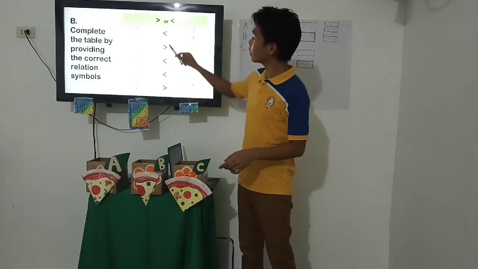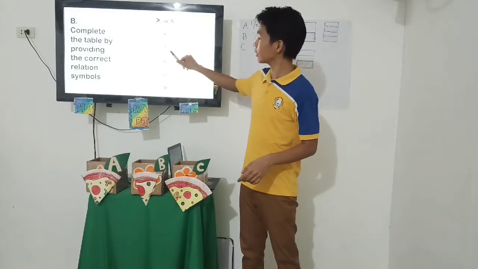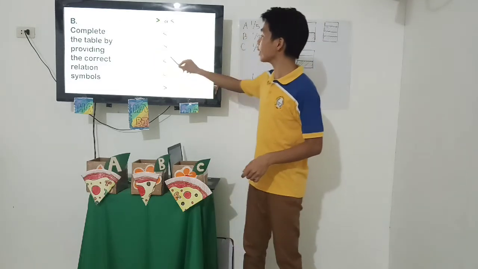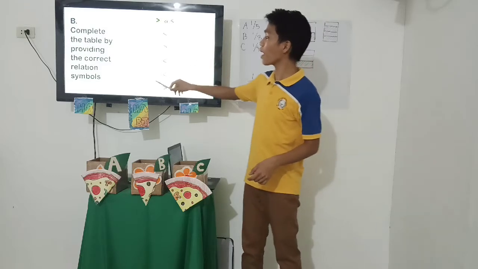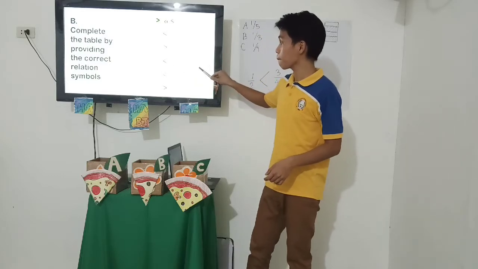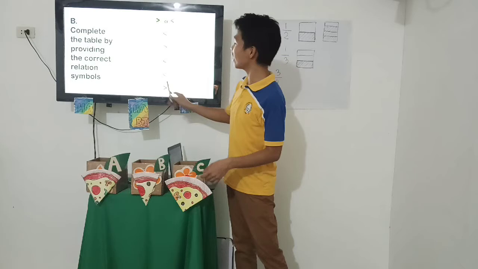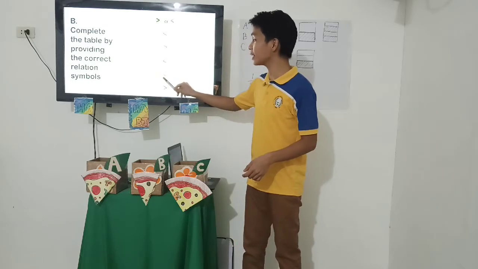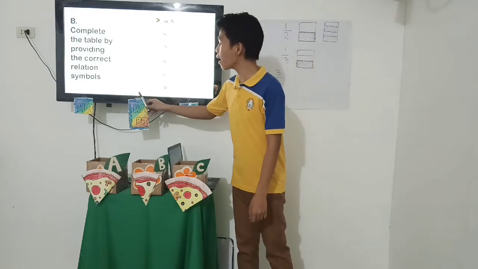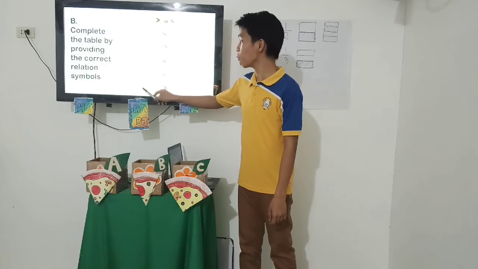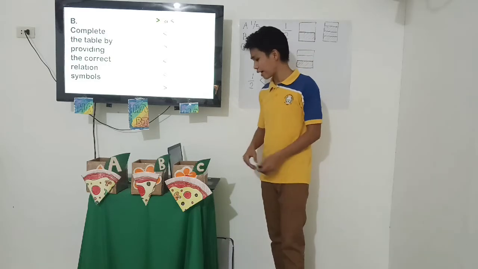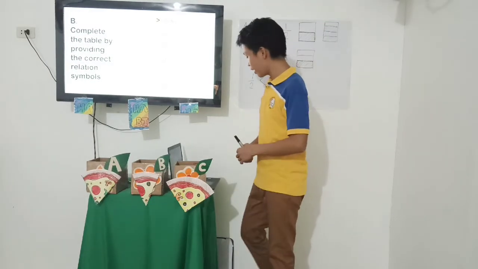Okay, the correct answer is less than. For the next item is greater than, because 3/4 is greater than 2/5. We have 2/4 is less than 1/2. Okay, now let's have 2/8 is less than 4/7. Now we have 5/5 or 1 is greater than 4/9. Now let's continue checking your quiz.